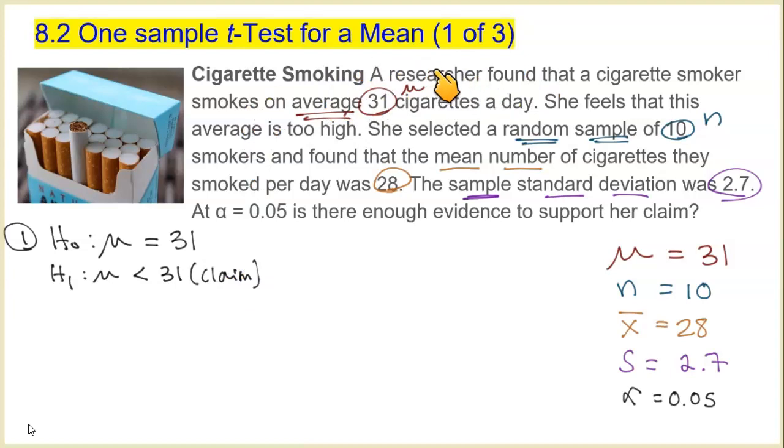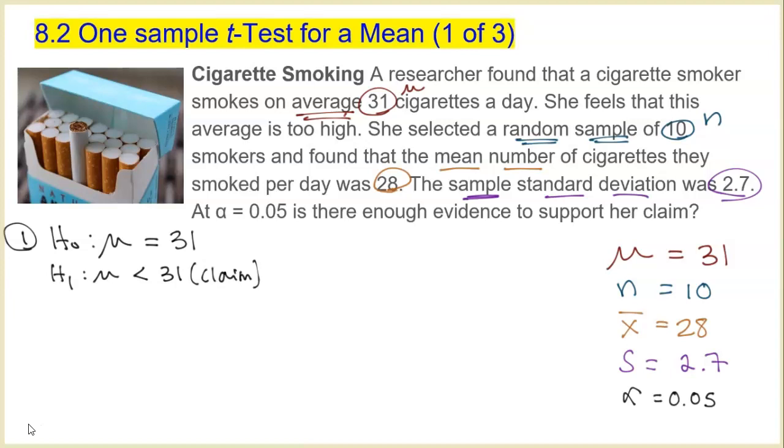Like in section 8.2, in the beginning, it was stated in there that one of the problems had actually said, hey, this is the claim. But since this one does not come out and say that, our alternative hypothesis is always going to be the claim unless otherwise stated in the problem. So now that we've written our hypotheses, we look at, well, what is our critical value?